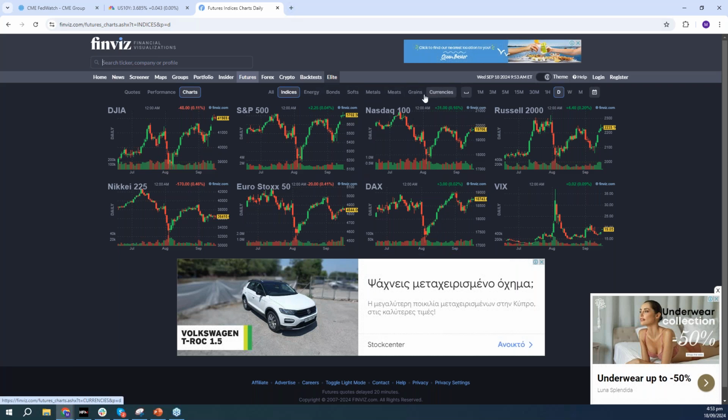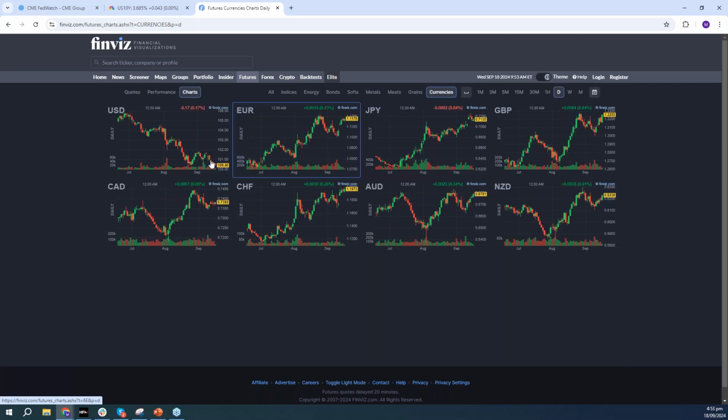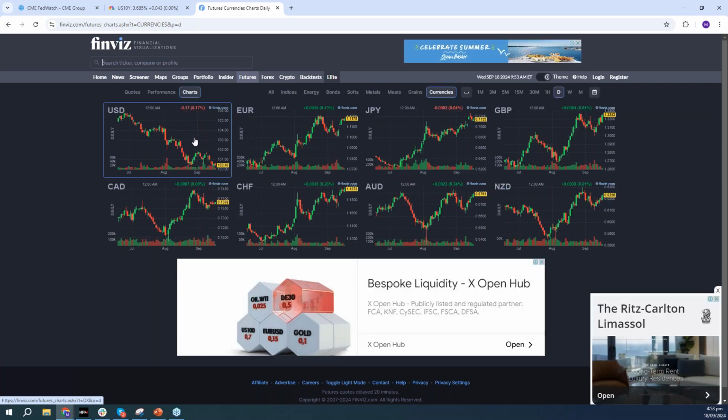Last thing I would look at as well is currencies. Let's look at the value of the US dollar. US dollar is down, ladies and gentlemen. So you can see here, that's something else you can also use as well. Best performing currency today, by the way, is the British pound, and also the New Zealand dollar. These are the best performing currencies of the day.